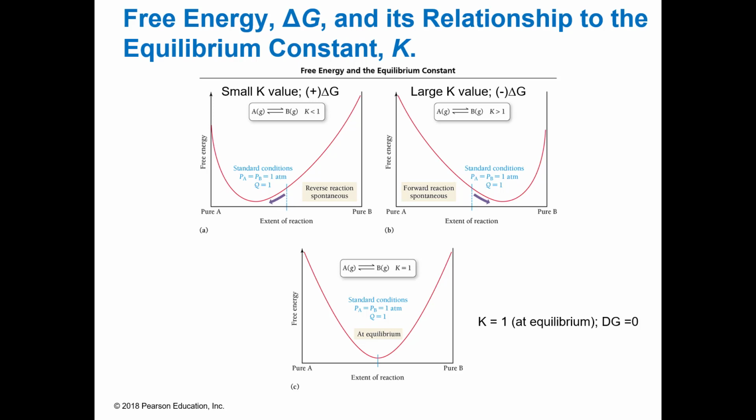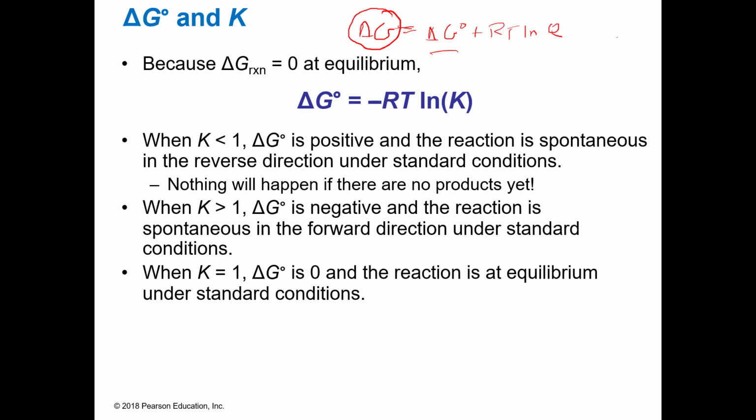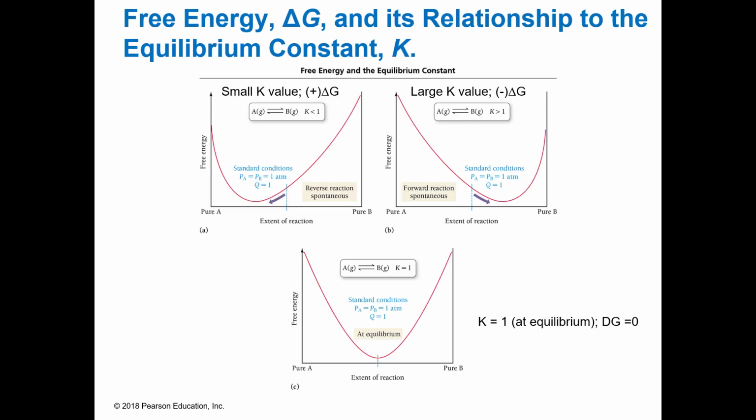All right, so what this is showing is that this reaction is non-spontaneous in the forward direction. You can see it has to go up the hill. It's not going to happen. And it's easier for it to start from pure B and roll down the hill, so it's spontaneous in the reverse direction. So this is when we have a small K value and delta G is actually positive.